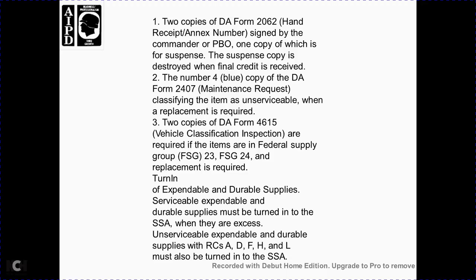Two copies of the DA Form 4615, the vehicle classification inspection, required for items of federal supply group FSG 23 and FSG 24. The replacement they require with the expendable durable supply, with the service of expendable durable supplies, must be turned in to the SSA. They will, when they accept the unserviceable expendable durable supply with the RCA ADFHNL, must also be turned in to the SSA.